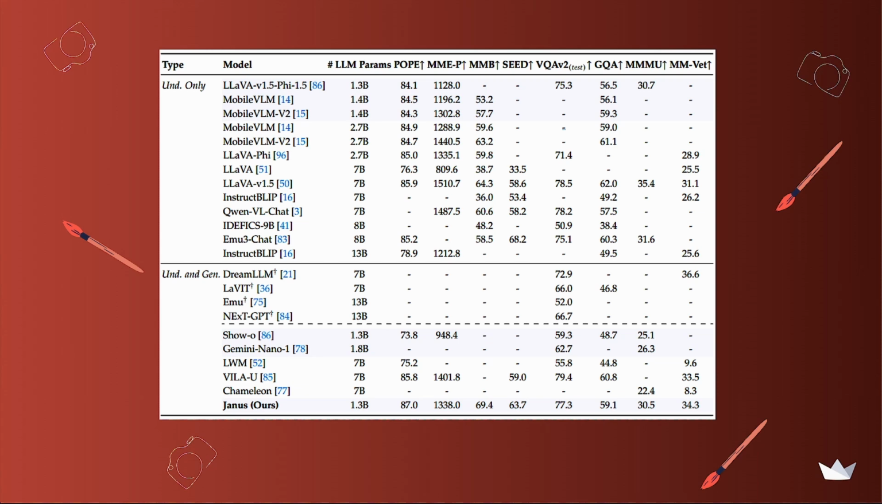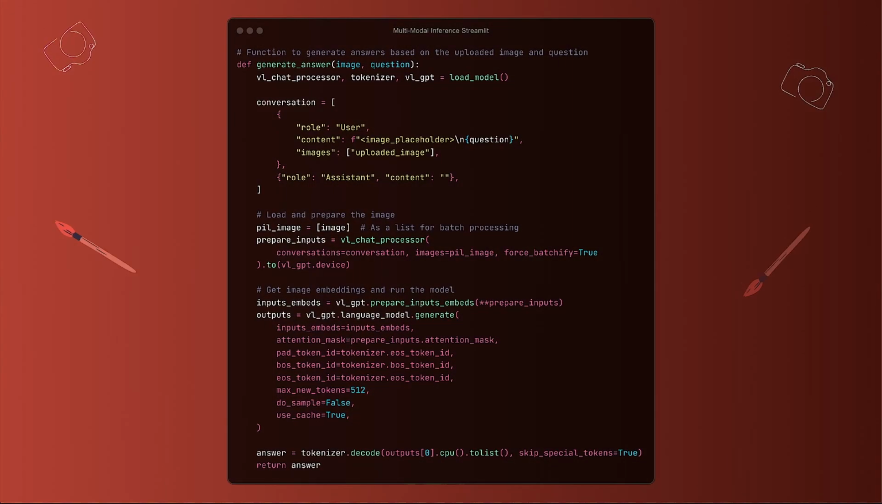Now let us see how you can go about using the model for multimodal inference. The generate answer function takes an image and a question as inputs. It first loads the VLGPT model, tokenizer, and visual language chat processor. Then a conversation structure is defined, where the question is paired with a placeholder for the image. Next, the image is prepared for processing. The necessary inputs are batched. Based on these prepared inputs, the model generates input embeddings.